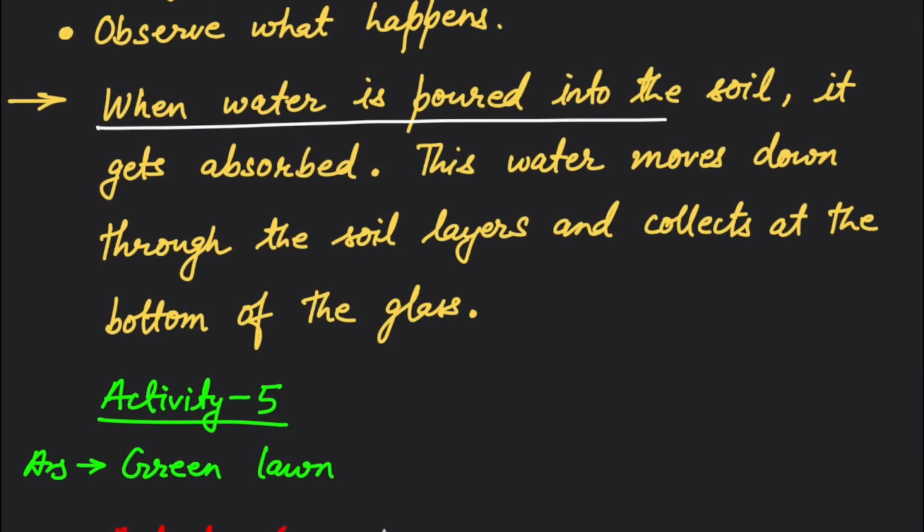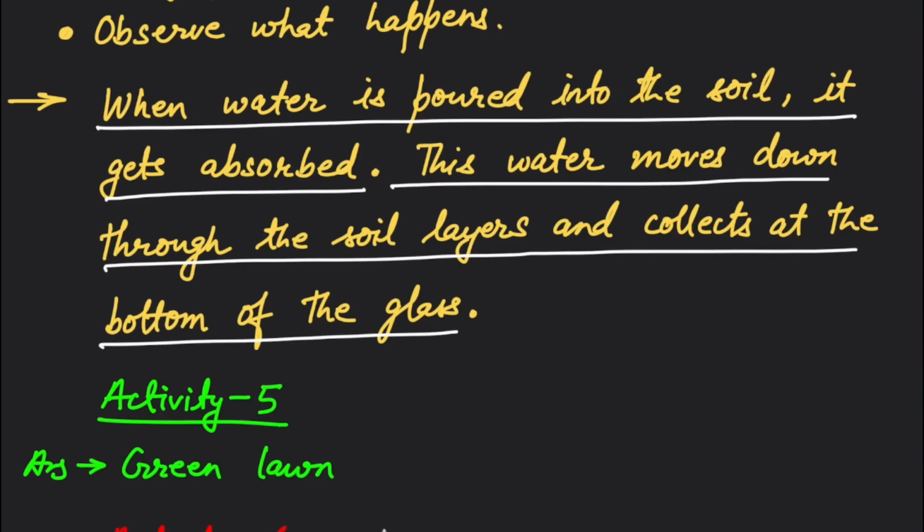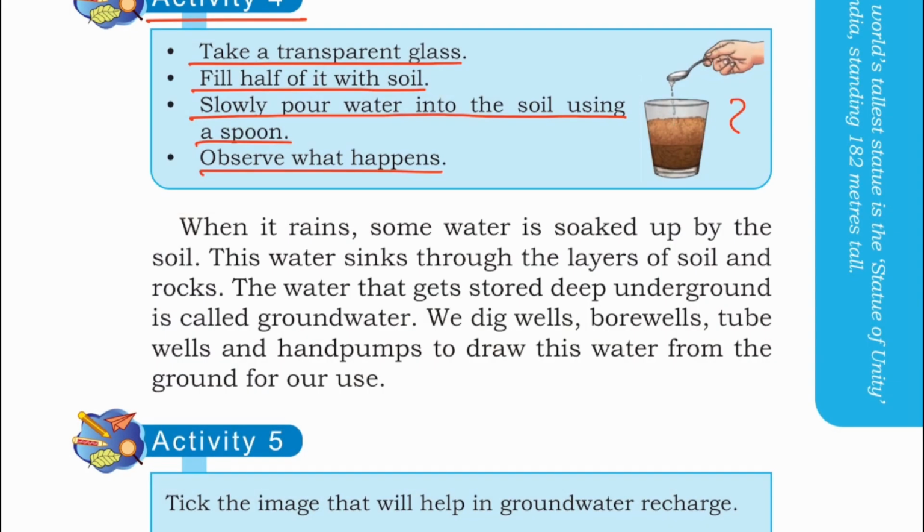When water is poured into the soil, it gets absorbed. This water moves down through the soil layers and collects at the bottom of the glass. You can see here.